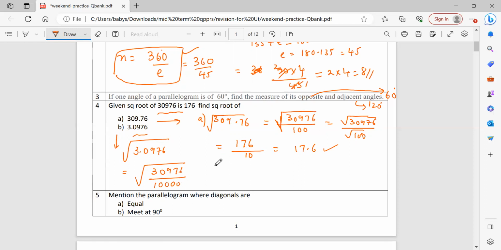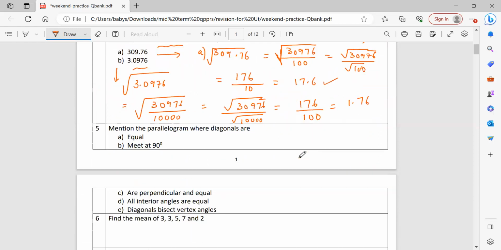10,000, sorry. And this will amount to root of 30976 divided by root of 10,000. There are 4 zeros. So 30976 square root is 176. Numerator is the same. Denominator is 10,000. There are 4 zeros. And take it out of the radix, it amounts to 2 zeros. Root of 10,000 is 100. So 176 by 100 is 1.76, your answer.